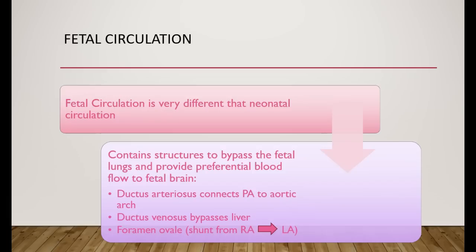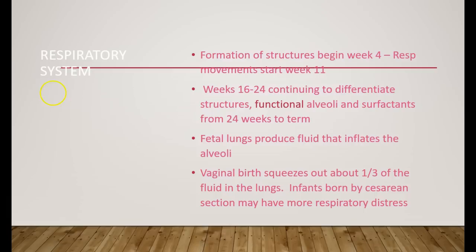There's going to be blood flow to the lungs, and that's just to keep the lung tissue healthy, to feed the tissues of the lung, but the majority of it's going to bypass the lungs to go to other organs, such as the brain. And so we have a ductus arteriosus that connects the pulmonary artery to the aortic arch, a ductus venosus that bypasses the liver, and then the foramen ovale that shunts blood from the right atrium to the left atrium. And those are all going to significantly change, close, and go away once this kiddo is born.